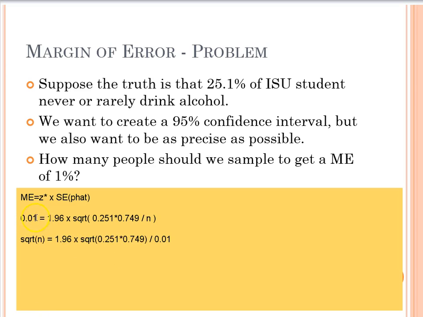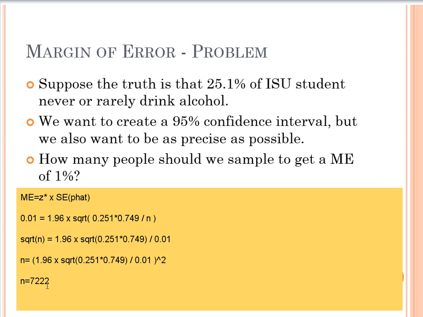The first thing I can do is move this 0.01 to the right-hand side. That's just dividing by it. And then I can move the square root of n to the left-hand side, because multiplication and division you can remove from underneath the square root sign, so you can separate them out. Remember, it's just addition and subtraction that you have to keep underneath the square root. The next step then is just to find n by itself, and you can do that by just squaring this whole term.